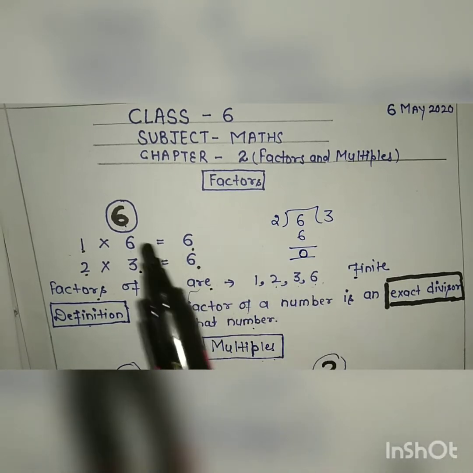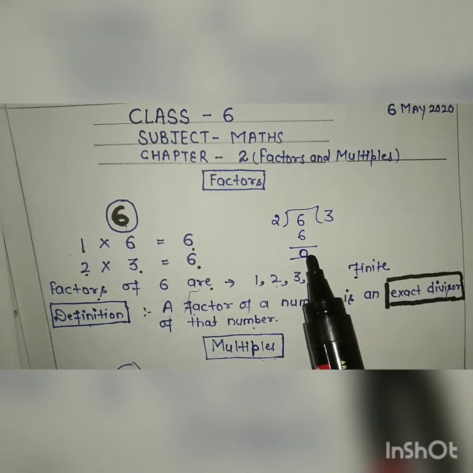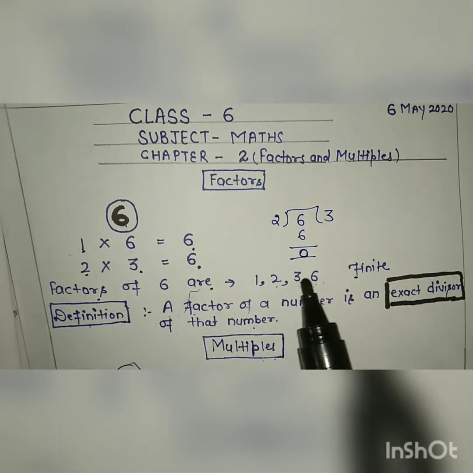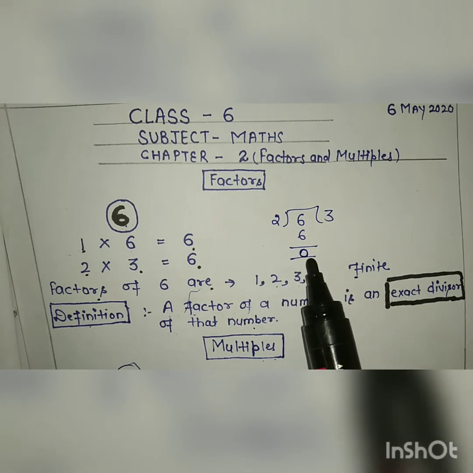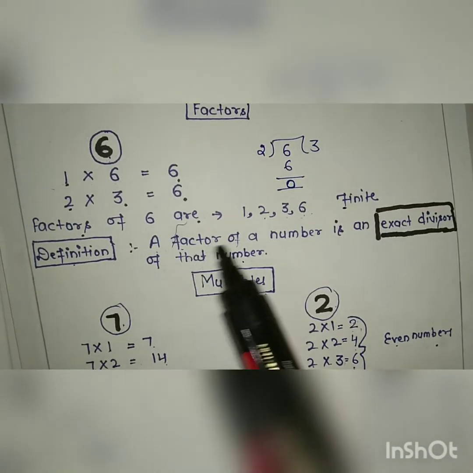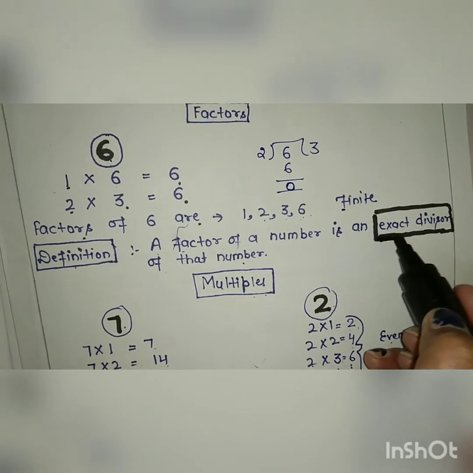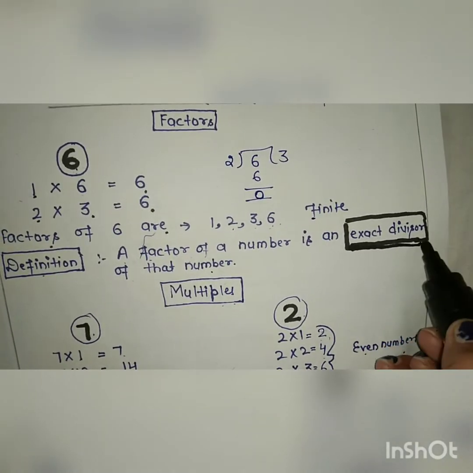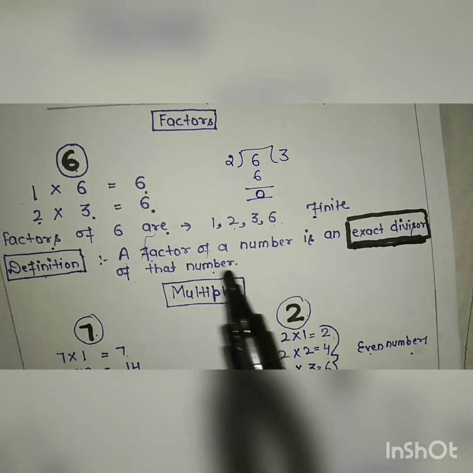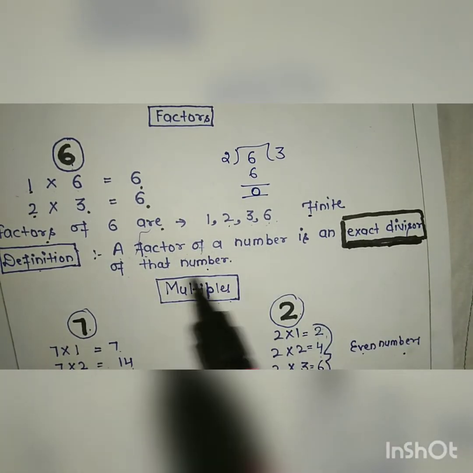If we divide 6 by 2, we get the remainder 0. If we divide 6 by 3, then also we get the remainder 0. So what is a factor? A factor of a number is an exact divisor of that number.